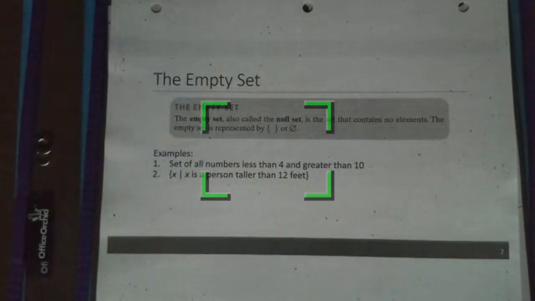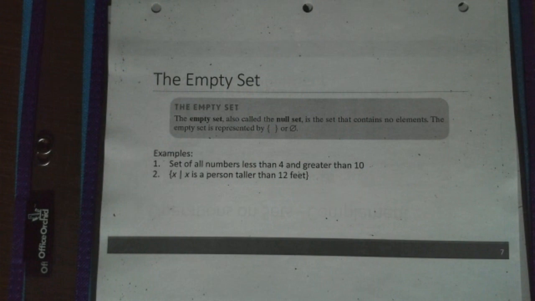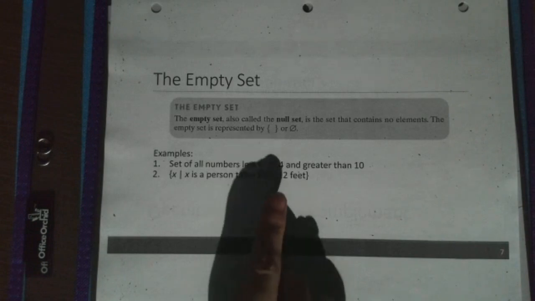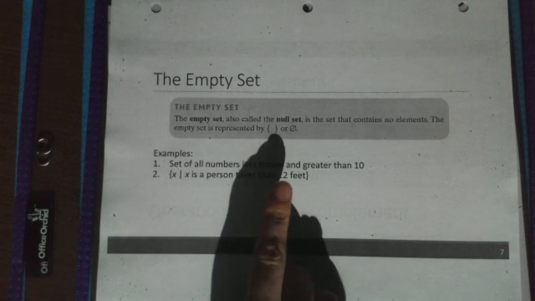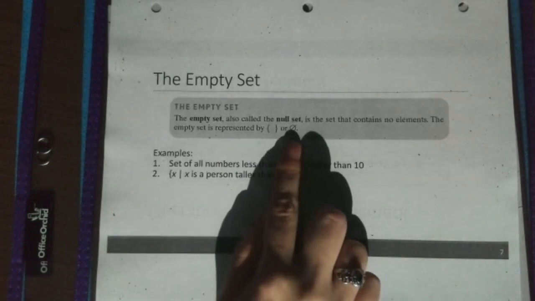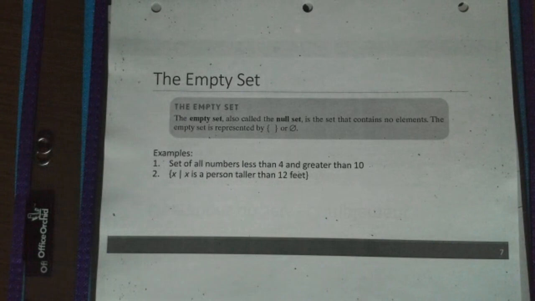Now the empty set is probably the weirdest idea when it comes to sets. The empty set is going to be the set that contains no elements. It's also called the null set, and it's represented in one of two ways. We can either use the curly brackets and putting nothing between them, or we can use a circle with a line through it. Those both mean the empty set, so the set that contains no elements.